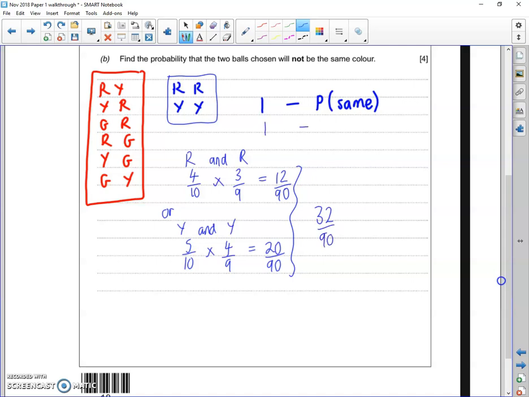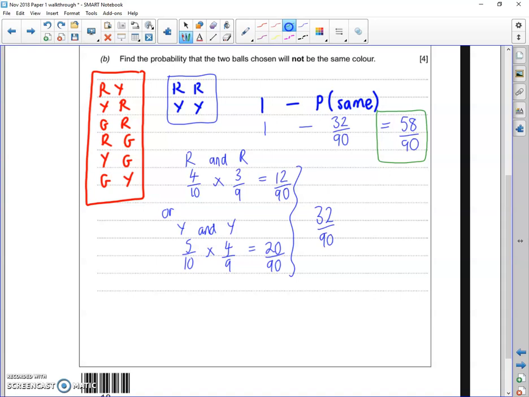So 1 minus 32 over 90. In this case, 1 is 90 over 90. So all you've got to do is 90 take away 32, which is 58 over 90. And a lot quicker than working out all of those combinations RY, YR, GR, RG, YG, GY. So there's your final answer, 58 over 90. As long as you remember to do the taking away at the end, you're still going to get all of the marks.